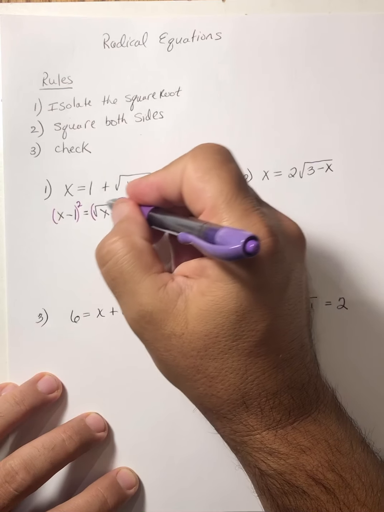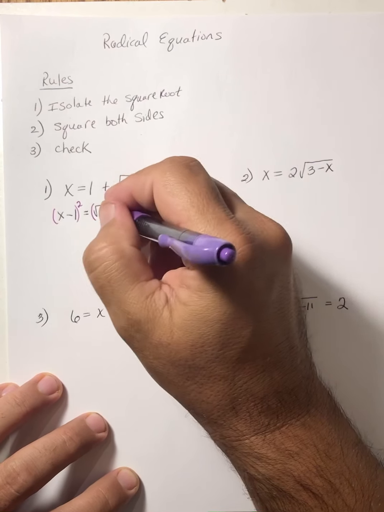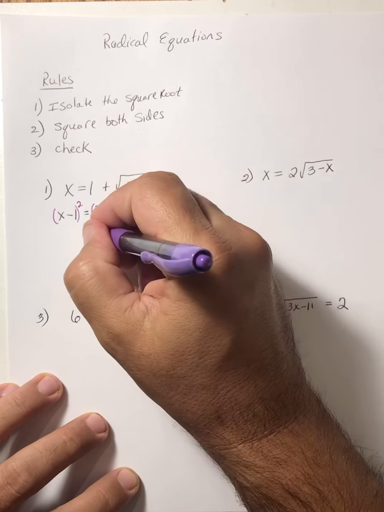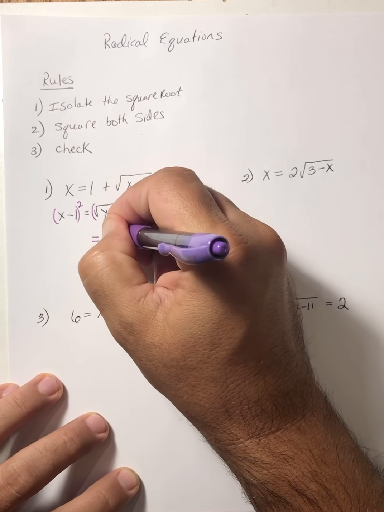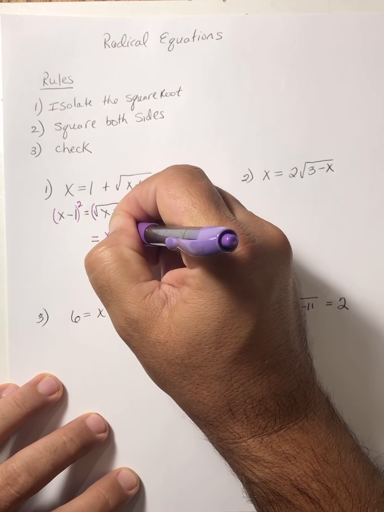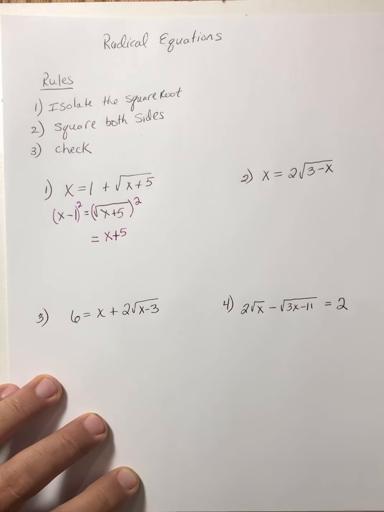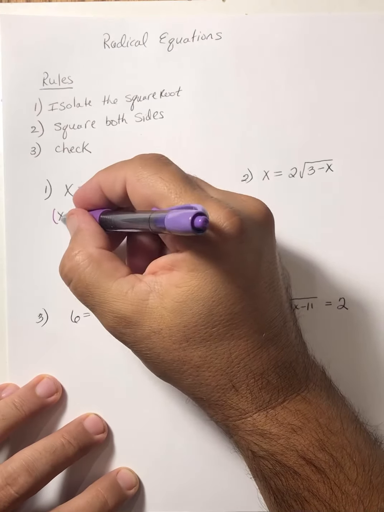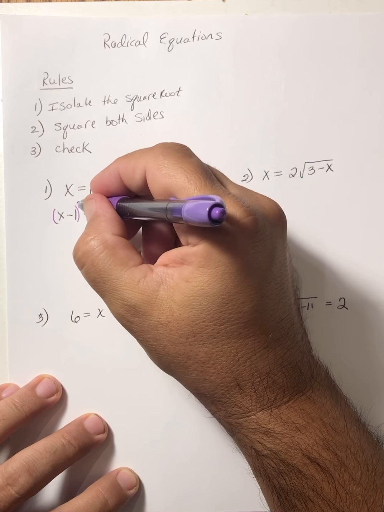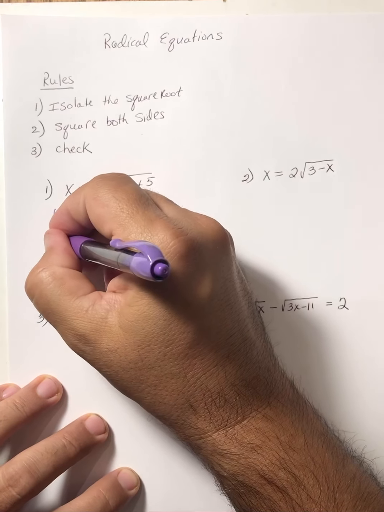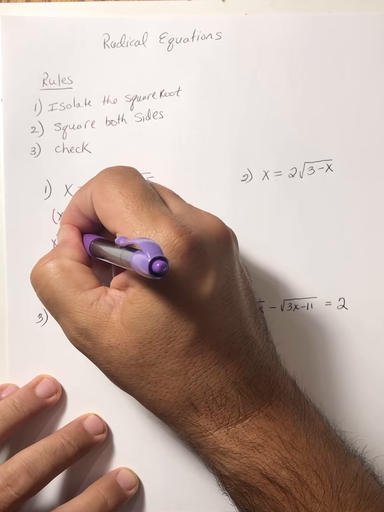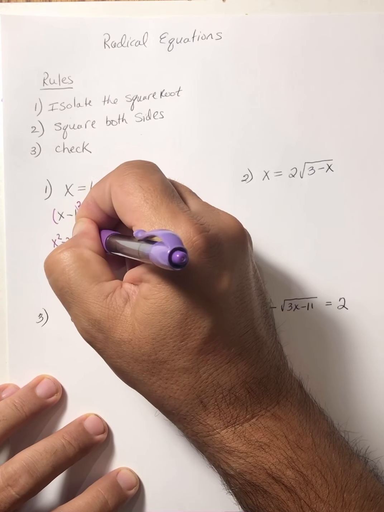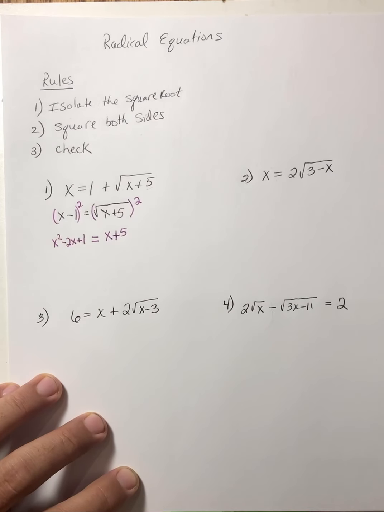And so when we square the radical, remember, the radical cancels out. So I'm left with x plus 5. And then when I square this, x minus 1 quantity squared, we have x squared minus 2x plus 1. You're probably asking, how did that happen?